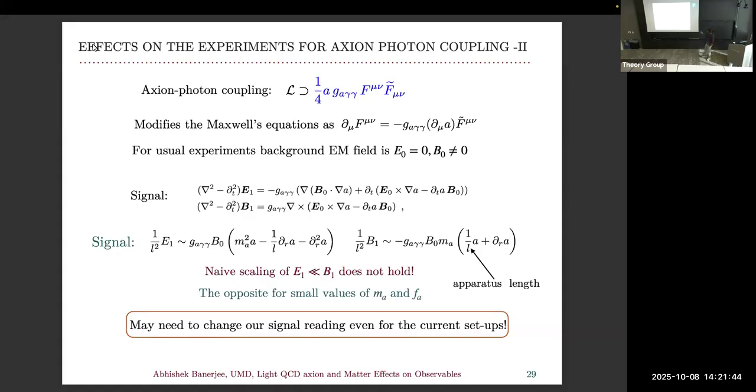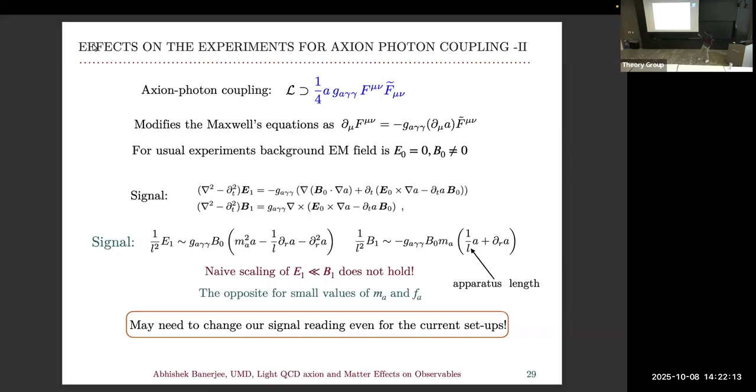And the signal really looks, okay, given that you have an apparatus with length L, this is how it looks. Fine. So again, if you just look at it, even if I just set all the E0s to 0, I have only the B0, right? It seems like, naively, we are in the limit when mass times this small l is much, much less than 1, right? Because L is this much, M is large, or 1 over M is small, so this is a small number.